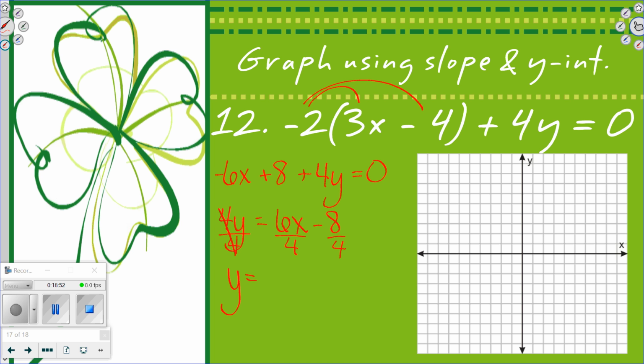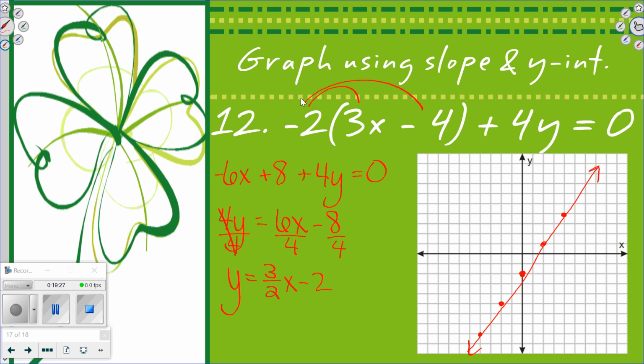So y equals, good, 3 over 2x, simplifying that fraction, minus 2. Where's first point go? Down 2. And then from there, your rise over run, 3 over 2. So from here, you're going to go up 3 and over 2. Up 3, over 2. Or I could go down 3 and back 2. Oh, I totally missed one of my points. Sorry.